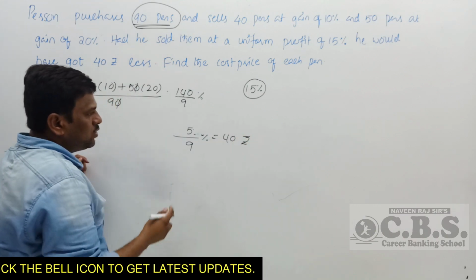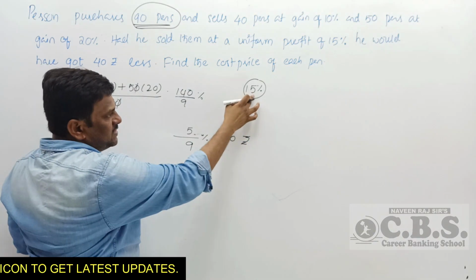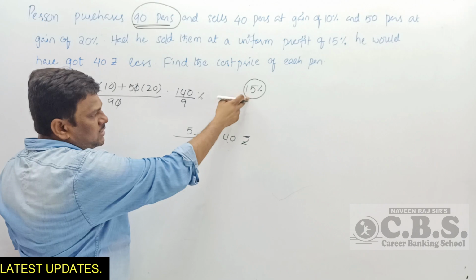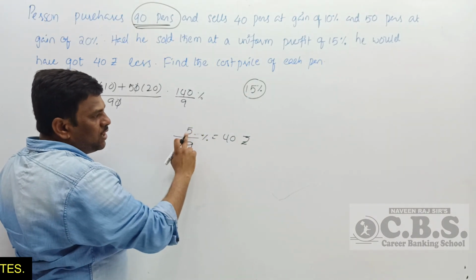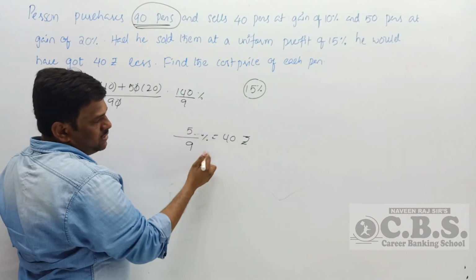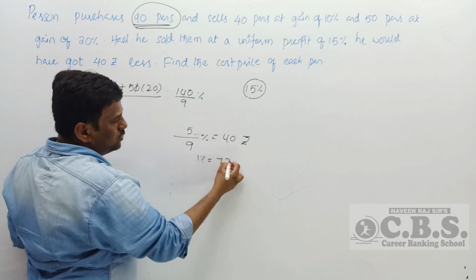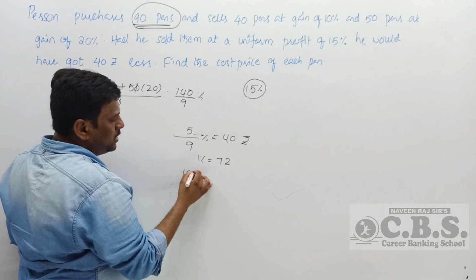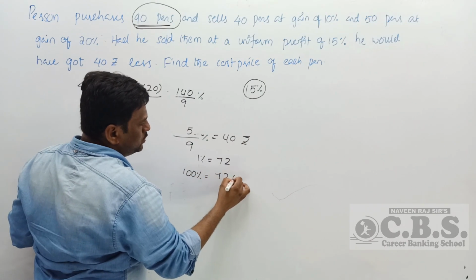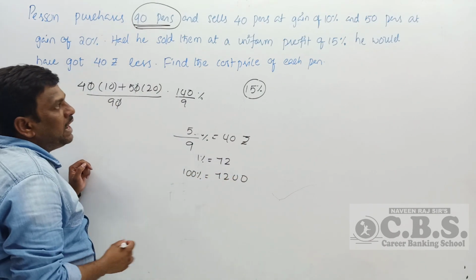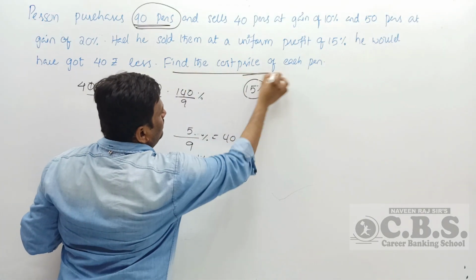40 rupees is given. Okay, once again I repeat, 9 15s are 135. 140 minus 135 gives you 5 by 9 percentage. 5 how many times? 8 times. So 1% is 8 9s, which are 72. Now 100% is how much? 7,200 rupees. Okay, and he asked to find the cost price of each pen.